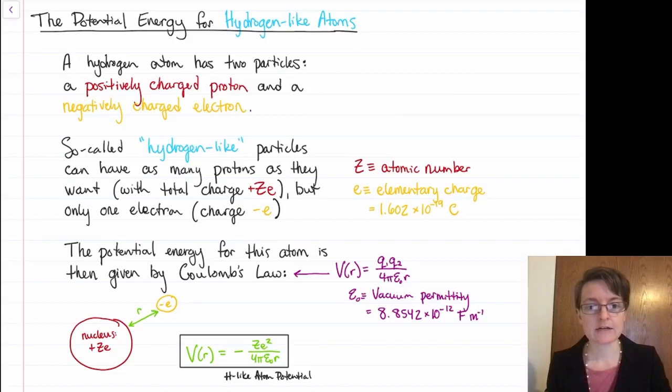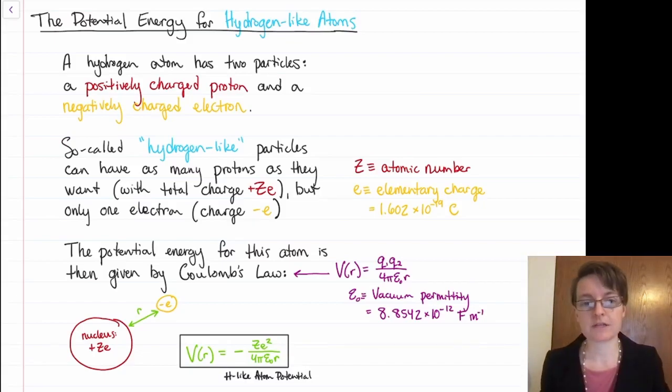Here, just like in your GChem class, the letter Z represents the atomic number, and so the number of protons is given by Z, and hence the total charge of the nucleus is positive Ze, where e is this constant called the elementary charge. It has a value of 1.6 times 10 to the negative 19th coulombs. Our electron has a charge of negative e, where e is still that elementary charge.